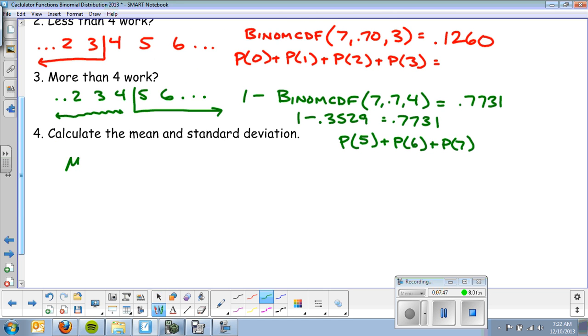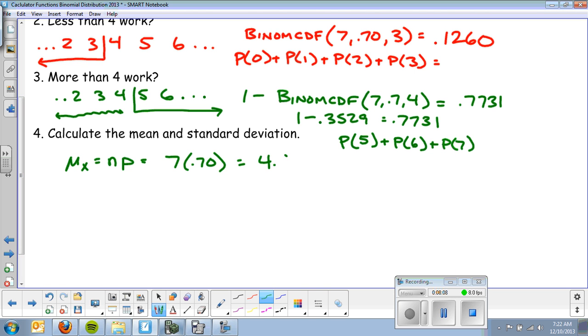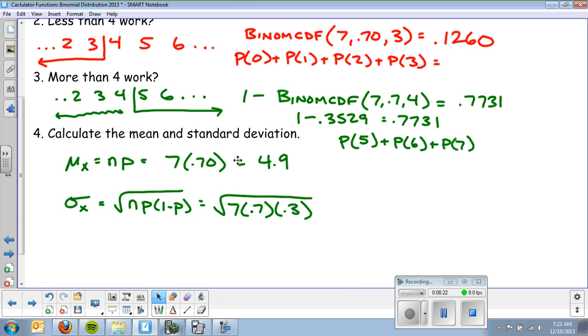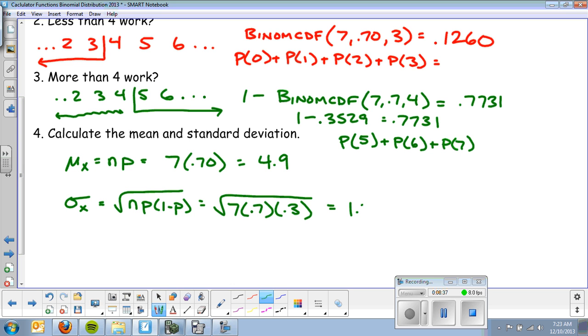Okay, now for the easy part, the mean. It's n times p, so out of 7, I expect 70%, which is 7 times 0.7, 4.9. I expect out of 7, about 4.9 families to have both the husband and the wife working. Standard deviation is the square root of n p times 1 minus p, so that's the square root of 7 times 0.7 times 0.3. And that's going to give me 7 times 0.7 times 0.3, which is 1.21.